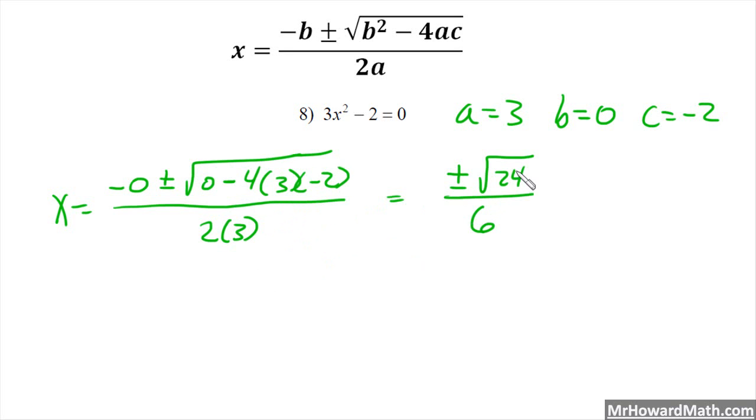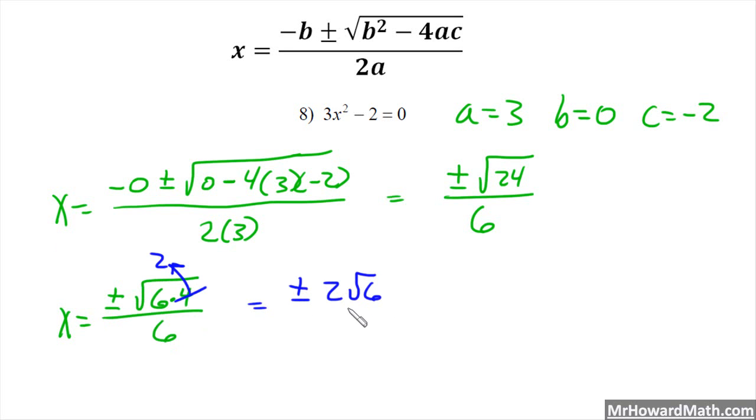So we'll simplify this square root first. So we have x equals plus or minus square root of 24. We'll rewrite as 6 times 4 all over 6. Square root of 4 is 2, so it will go in front. So next step, plus or minus 2 square root of 6 all over 6. So in this case we can simplify. We can divide a 2 out. We can factor a 2 out of both of these. So this will become 1 and this will become 3. So we have plus or minus square root of 6 over 3.